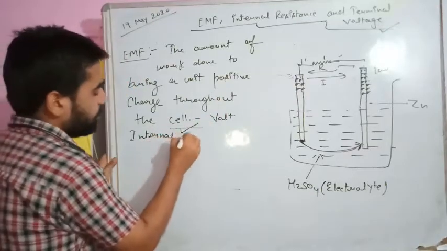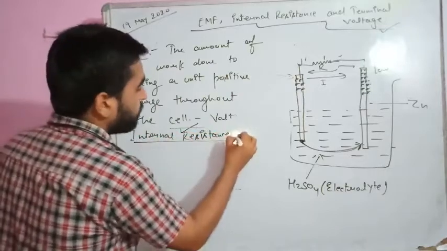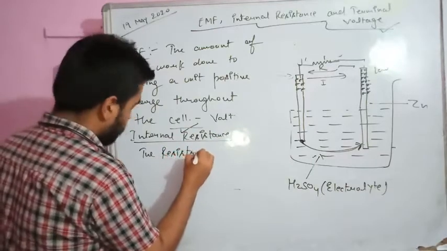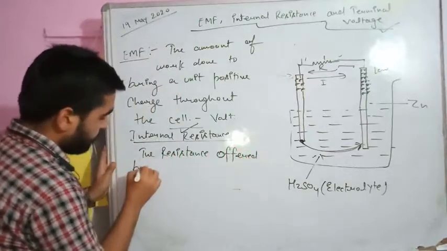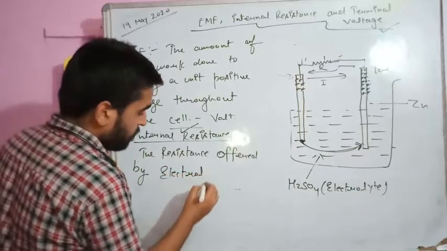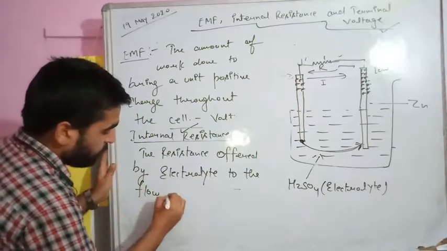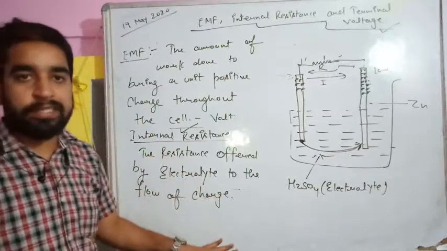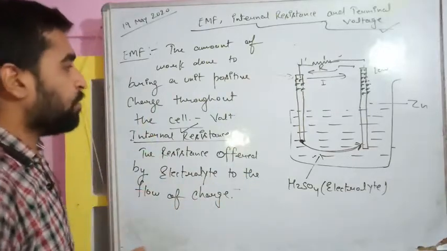And what is the internal resistance of the cell? The resistance which is offered by the electrolyte to the flow of charge inside the cell is known as the internal resistance of the cell. This is denoted by small r. What is the role of this? You will be able to understand.